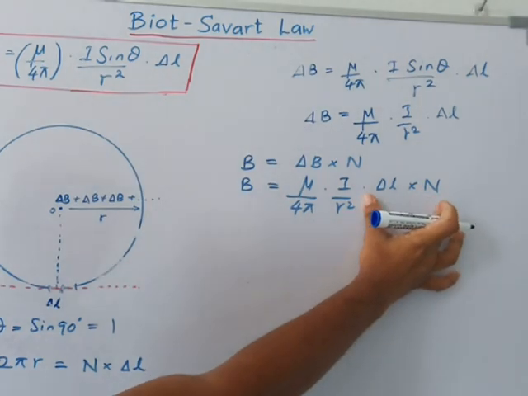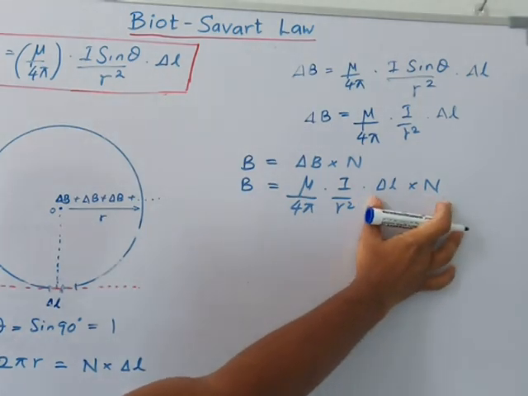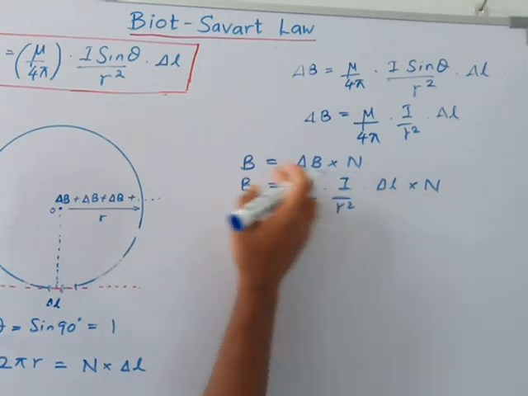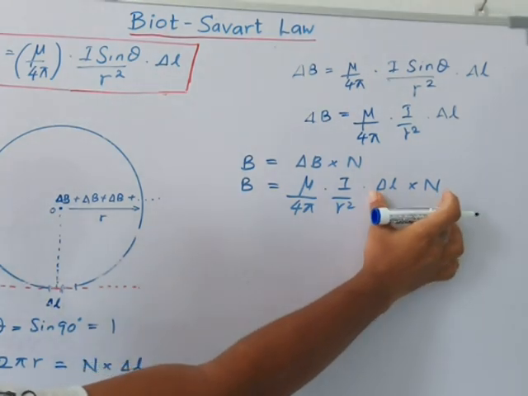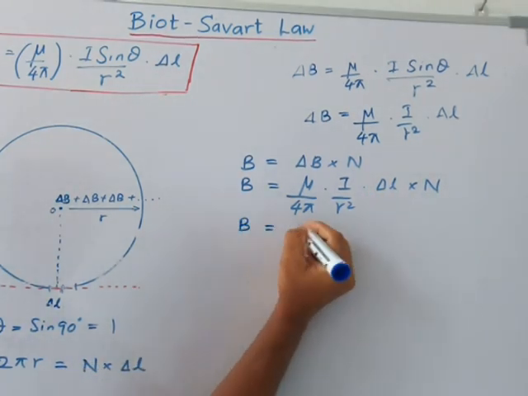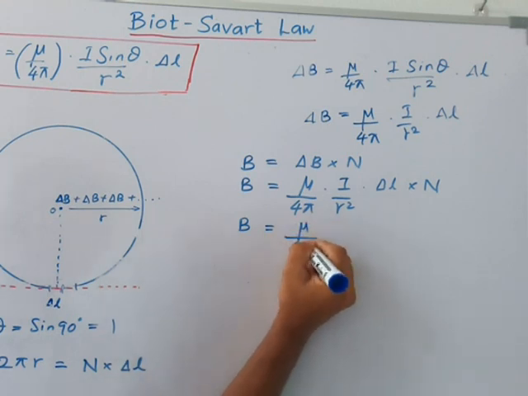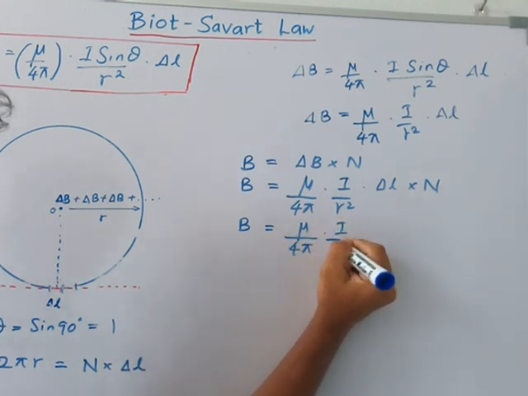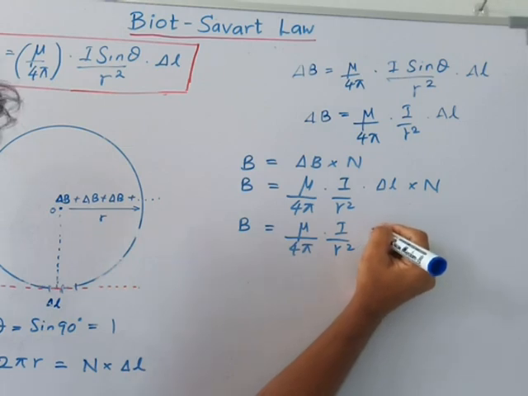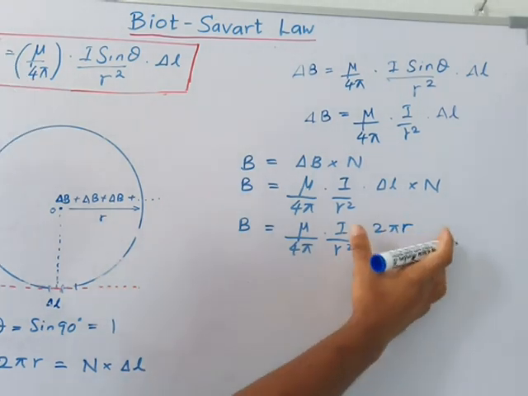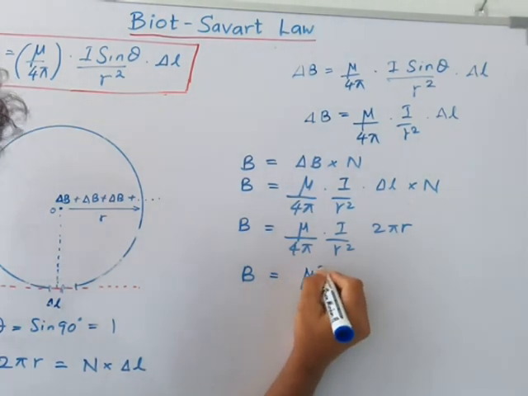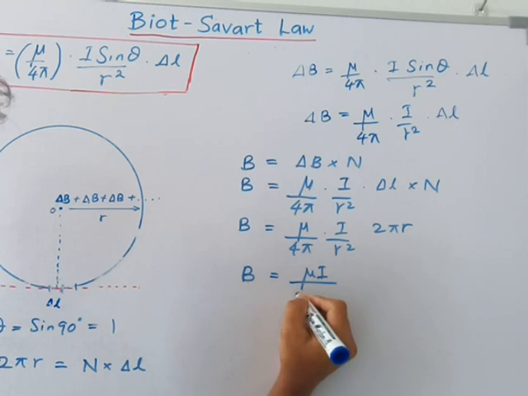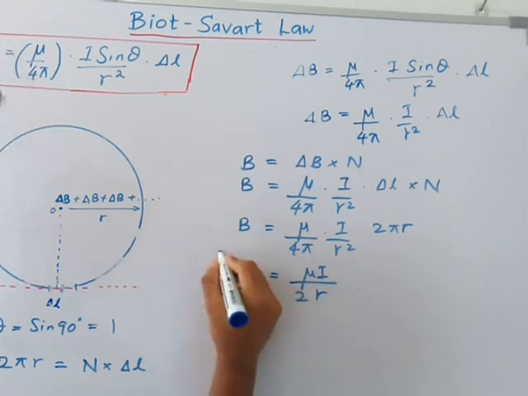That is the total length of the circumference, the circumference of this circle. As we can see here, N times delta L is equal to 2 pi r. So I can substitute 2 pi r instead of this term. So B is equal to mu over 4 pi times I over r squared times 2 pi r. If I simplify this term, I get B is equal to mu I over 2r. So this is the flux density at the center of a current carrying circular loop.